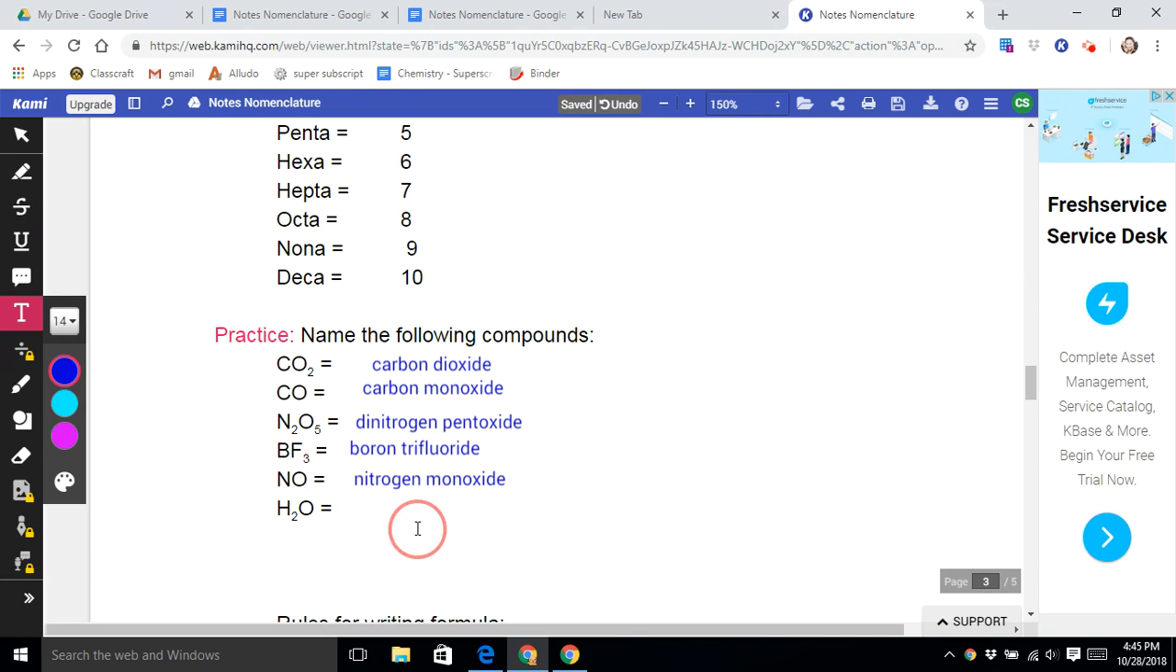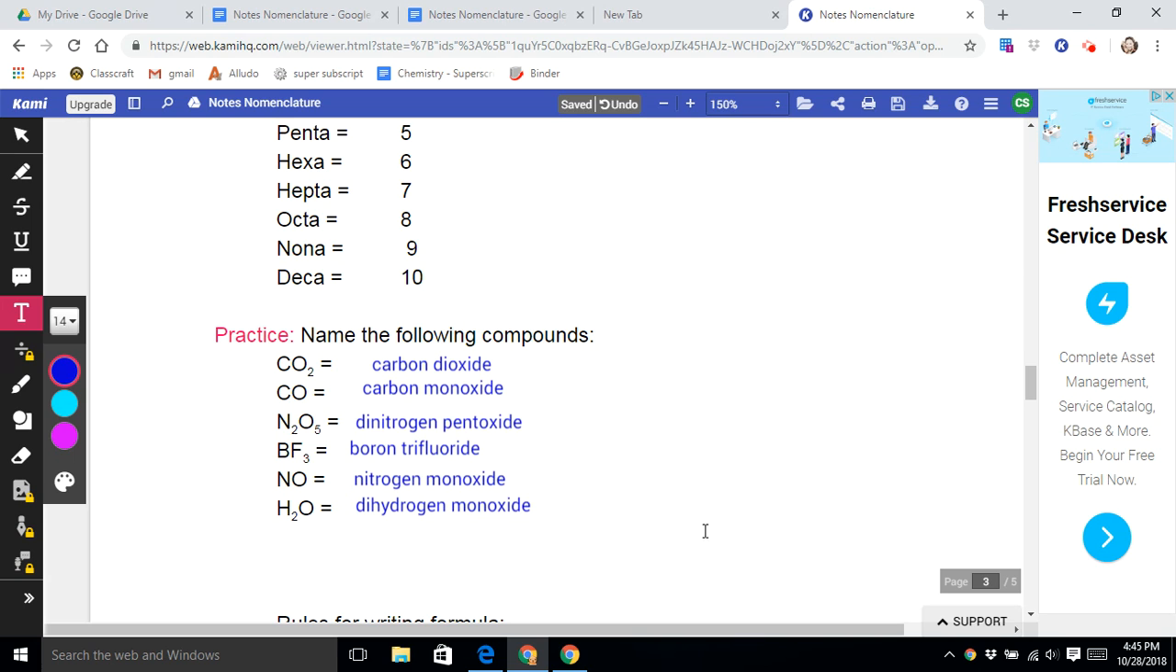NO is nitrogen monoxide. H2O, we know the common name for H2O is water, but H2O is dihydrogen monoxide.